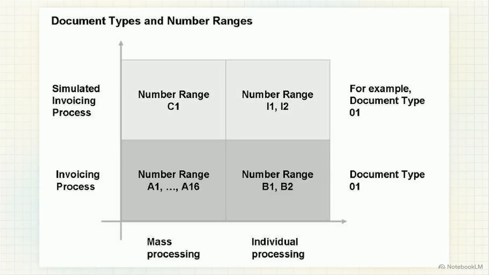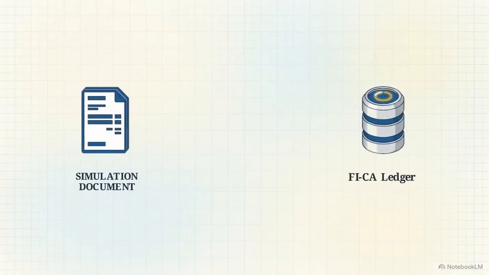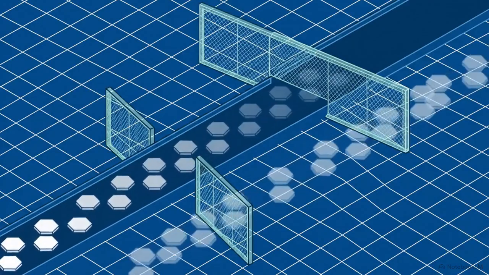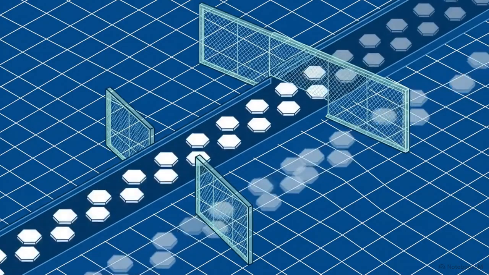This matrix details how the system architects that separation. Look at the top left quadrant. Simulated invoicing processes are strictly quarantined into entirely different number ranges, like number range C1, isolating them from standard live documents. Because of this architecture, the simulation document generates absolutely zero postings in contract accounting. While a live update run pushes data to the ledger, simulation documents remain completely invisible to the actual production pipeline.